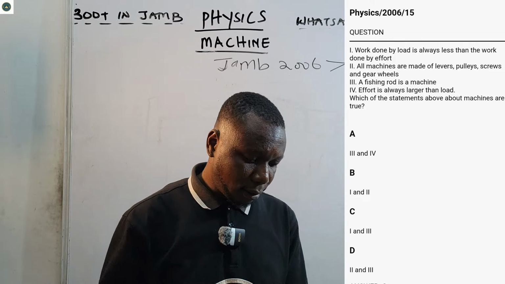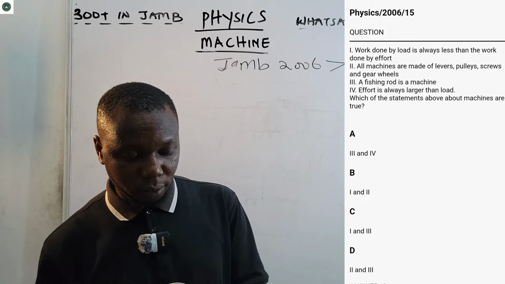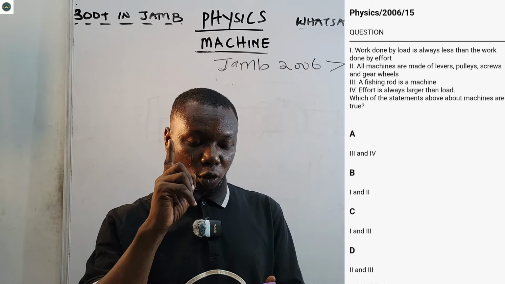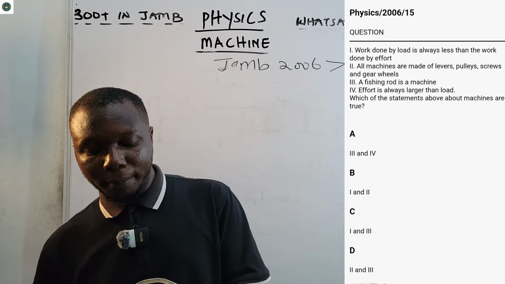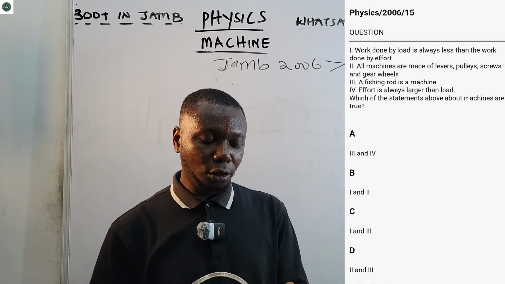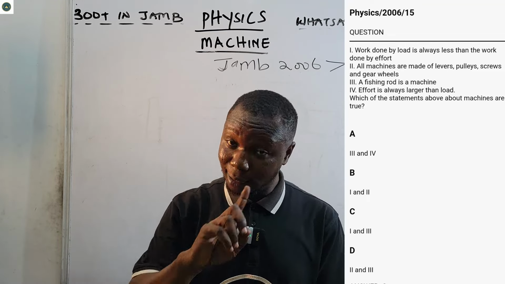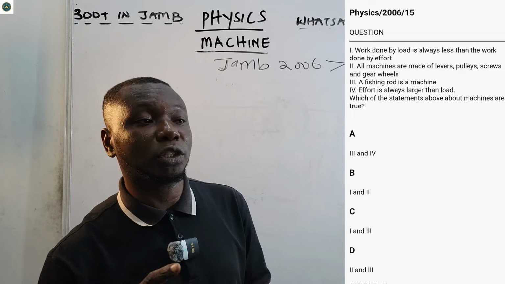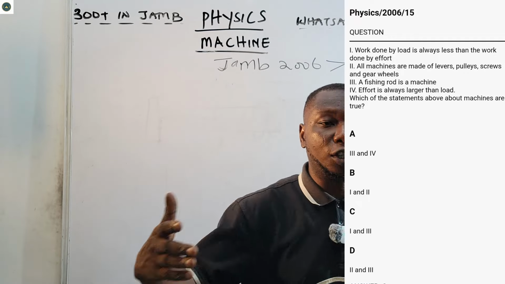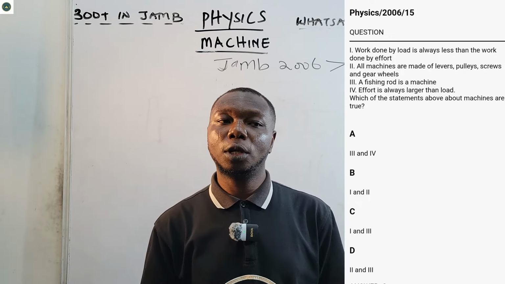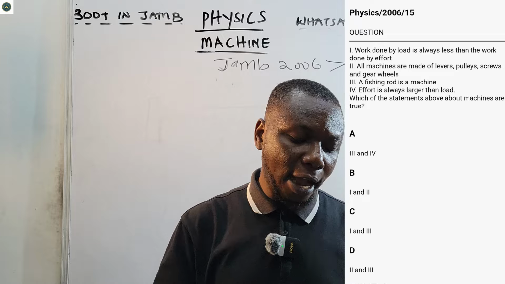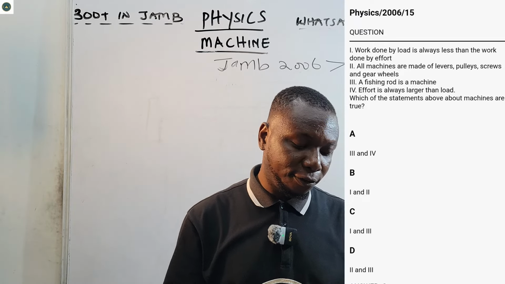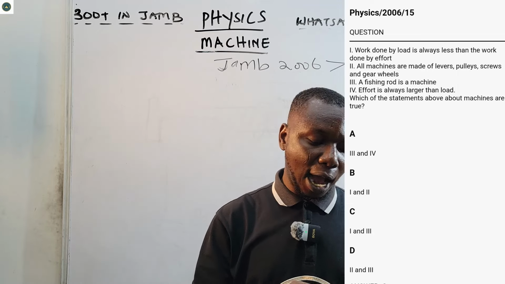It said, work done by load is always less than the work done by effort for all machines. That's point 1. Point 2, all machines are made up of levers, pulleys, screws, and wheels. That is false. 3, a fishing rod is a machine. Yes, I made mention of the fishing rod, where the effort is between the load and the fulcrum. So that is a third class lever. Now, effort is always greater than load. Which of the statements above about machines are true?